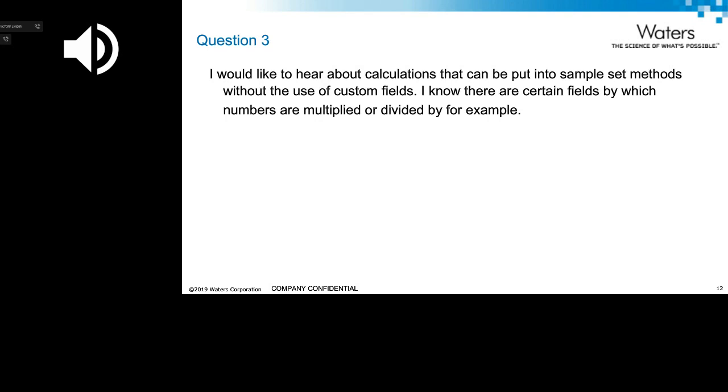Here's another very good question. I would like to hear about calculations that can be put into sample set methods without the use of custom fields. I know there are certain fields which numbers are multiplied or divided by, for example.